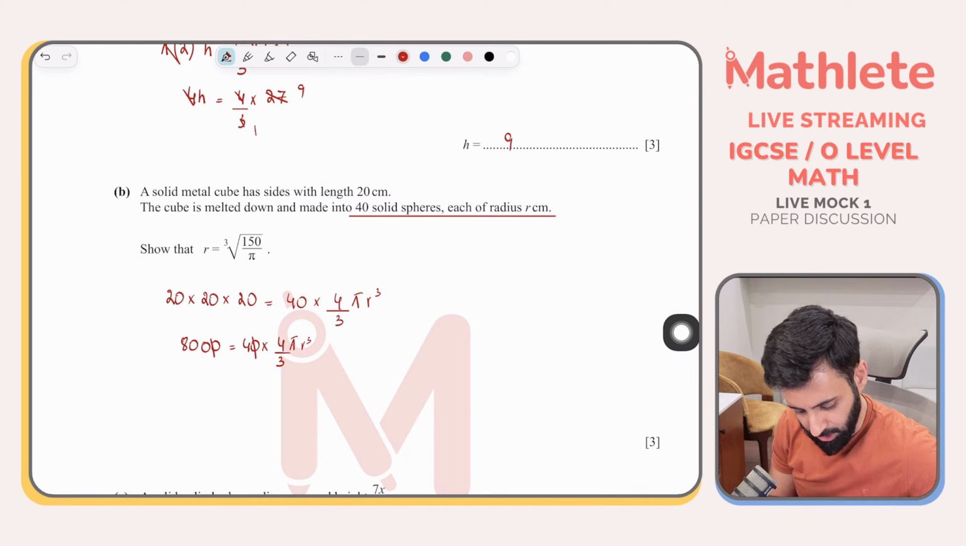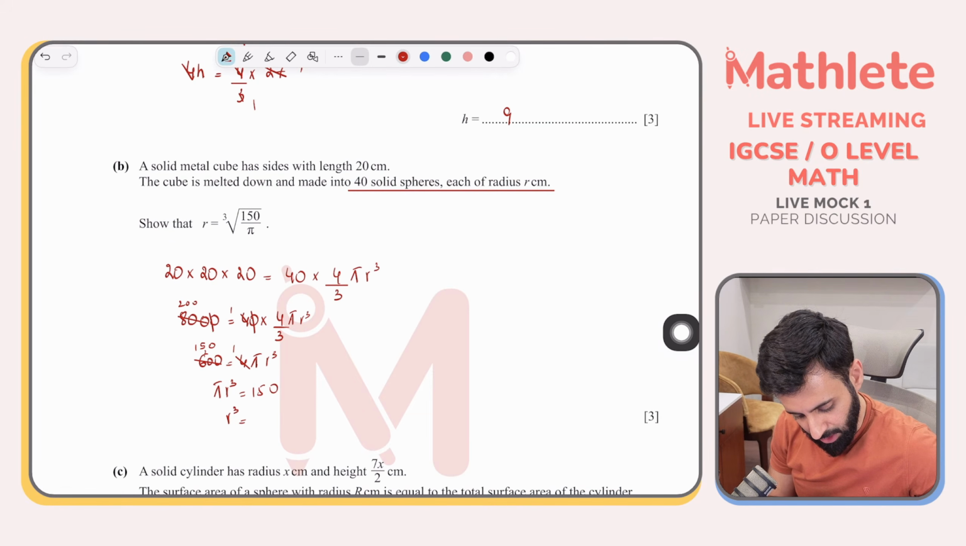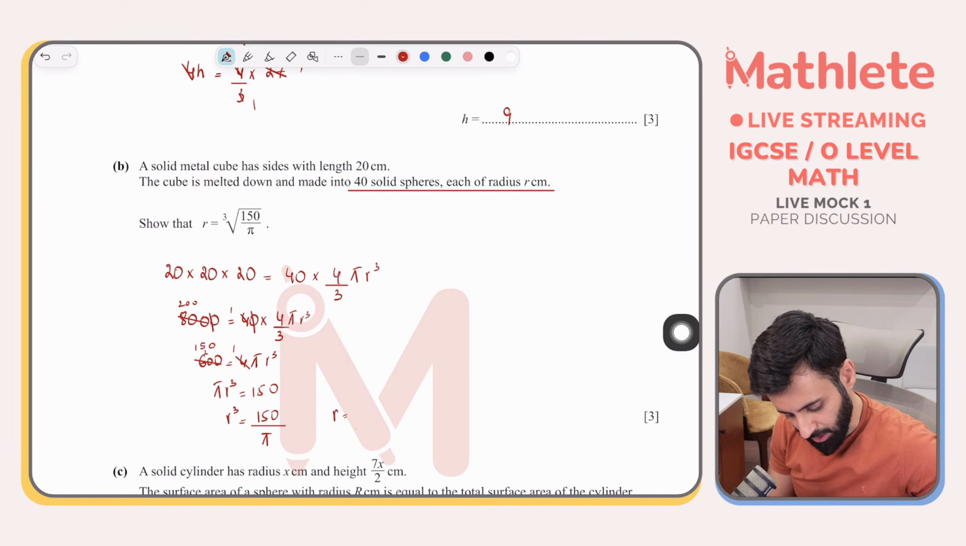So let's simplify. Let's cross out the zeros first. 4 ones are 4, 4 twos are 8, 0, 0. Let's cross multiply. 200 into 3, that's 600. So 600 is equal to 4 pi r cube. 600 is divisible by 4, giving 150. So pi r cube is equal to 150, which leads to the conclusion that r cube is equal to 150 upon pi, which further leads to the conclusion that r is equal to cube root of 150 upon pi.